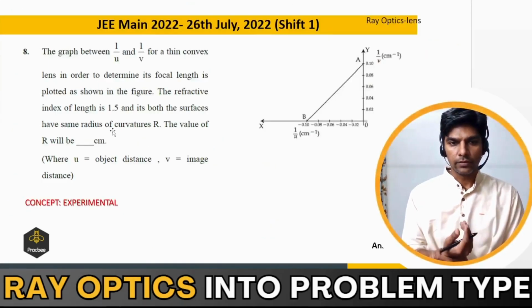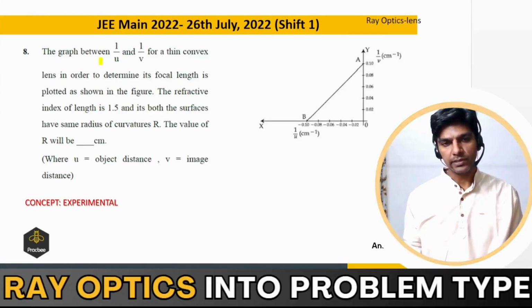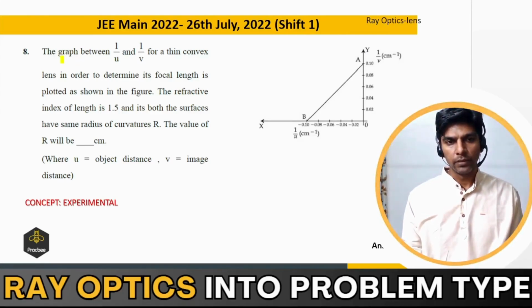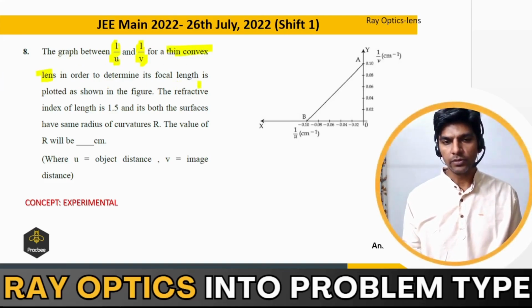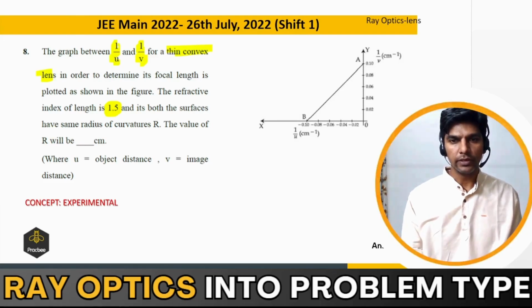That is the next type. Here we have to find the radius of curvature of the convex lens. Here we are given the graph between 1 by u and 1 by v for a thin convex lens in order to determine the focal length, and the refractive index of the material of the lens is 1.5, and both its surfaces have the same radius of curvature. The value of r will be, now let us see the diagram.